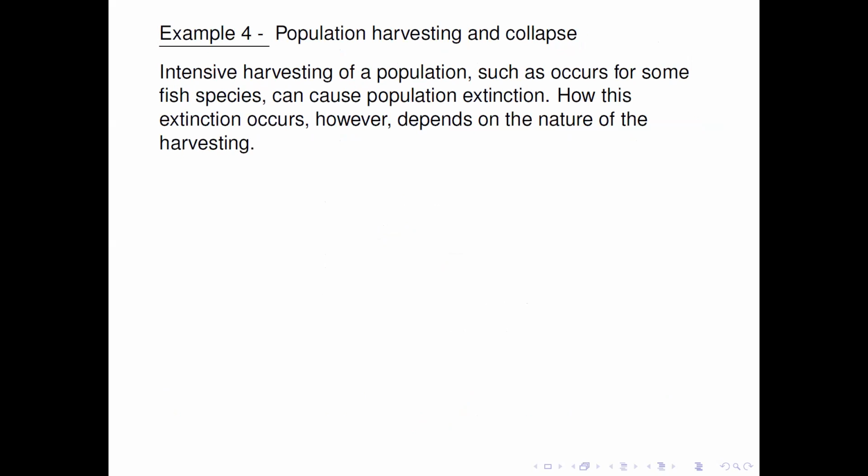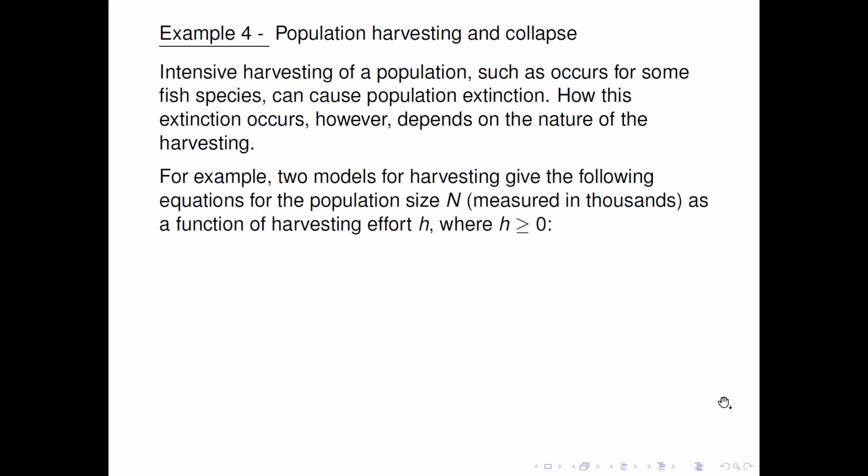There's another example from a biological system. Intensive harvesting of a population, such as occurs for certain fish species, can cause what is called population extinction, when we don't have any of those animals left anymore. How this extinction occurs depends on the nature of how we harvest. So, for example, we could have 2 models of harvesting certain fish, and we can represent the number of fish in that population, the population size n, as a function of harvesting effort h, to be given by 2 different models.